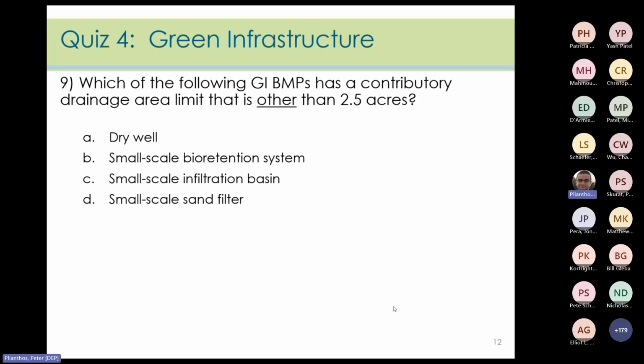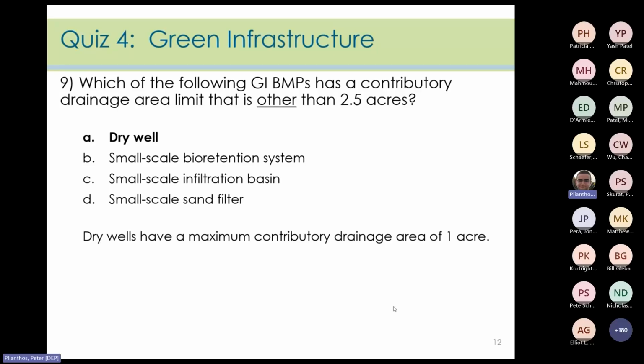Question 9. Which of the following GI BMPs has a contributory drainage area limit that is other than 2.5 acres? Dry wells is the correct answer. Dry wells have a 1 acre contributory drainage area limit per N.J.A.C. 7:8-5.3(b).